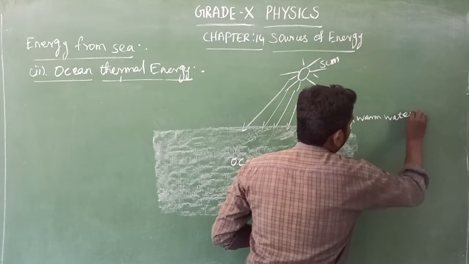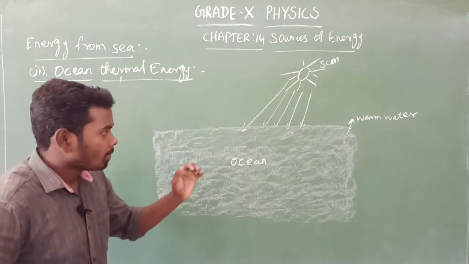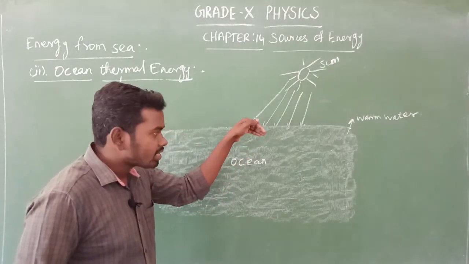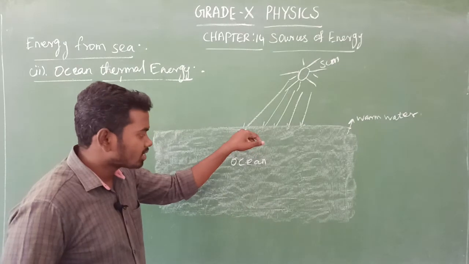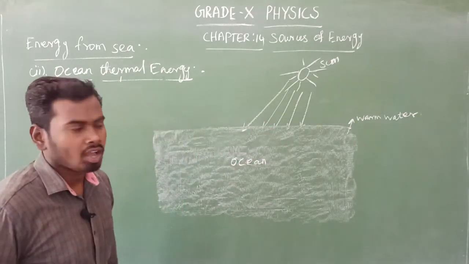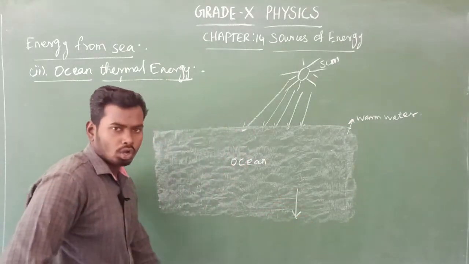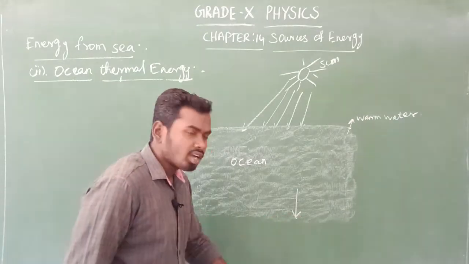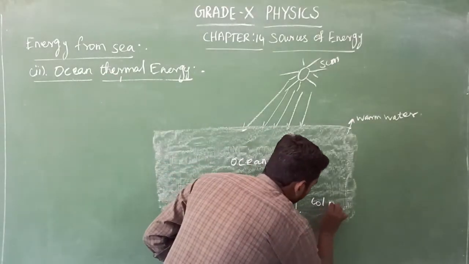Surface water becomes warm, isn't it? Yes. Then as the distance increases, which means as it goes deeper and deeper inside the sea, what will happen? Up to 2 kilometers, the water will be cold. Am I right? The water will be cold water.